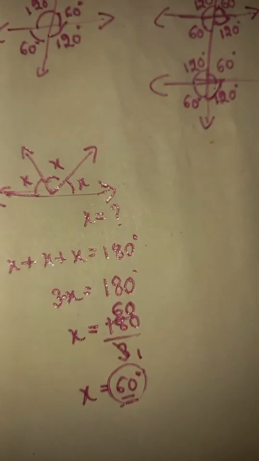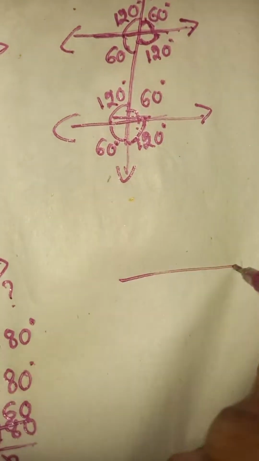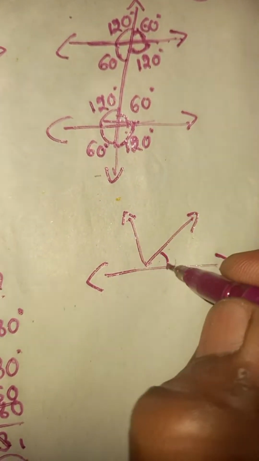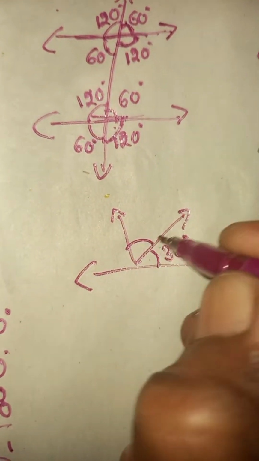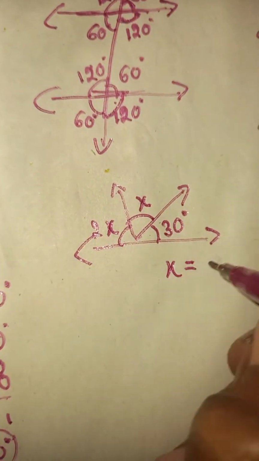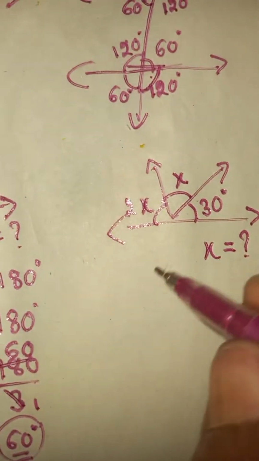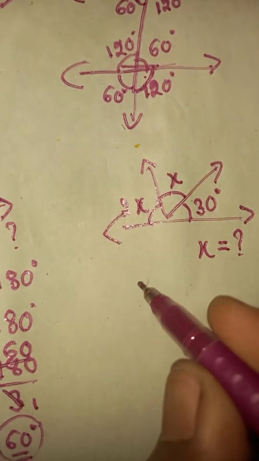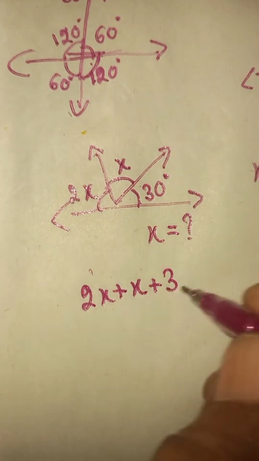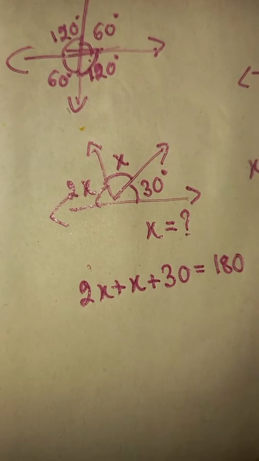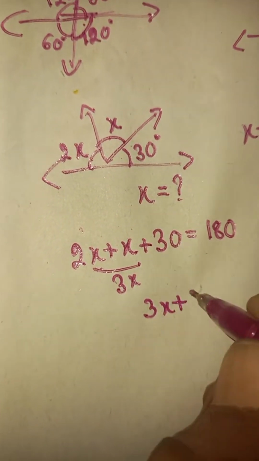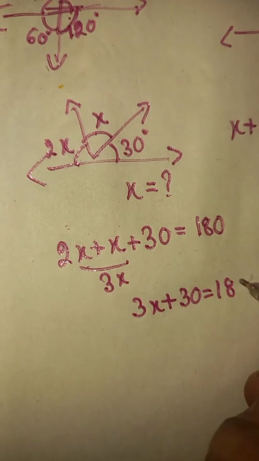Let's take one more problem like that. Here they have given one angle as 30 degrees, another angle as x, and another angle as 2x. You need to find the value of x. All those three angles sum to 180 degrees, that is 2x plus x plus 30 degrees equals 180 degrees. Now 2x plus x becomes 3x. So 3x plus 30 degrees equals 180 degrees.